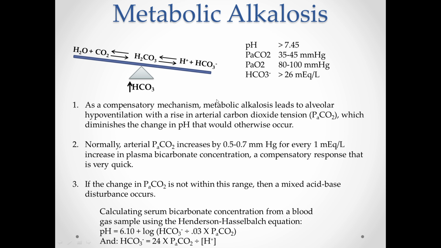Compensation for this occurs via reducing alveolar ventilation, or through alveolar hypoventilation, in which case PaCO2 is retained in the bloodstream in order to balance this buffering equation. Normally, PaCO2 increases by 0.5 to 0.7 millimeters of mercury for every 1 milliequivalent per liter increase in plasma bicarb.